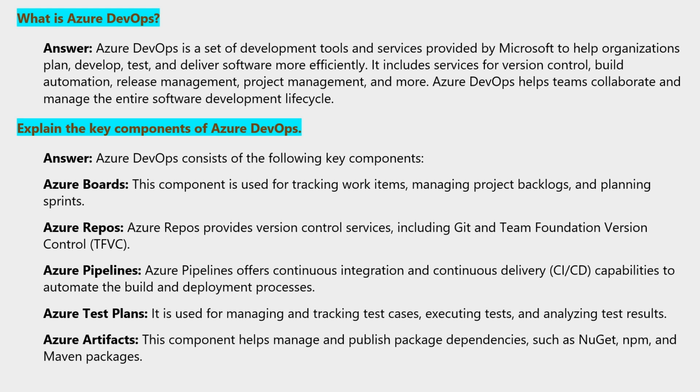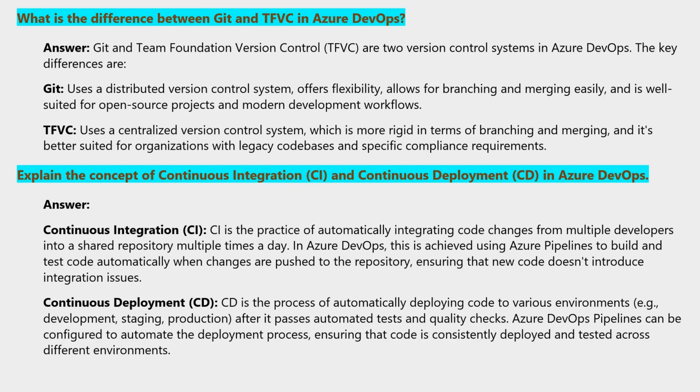What is the difference between Git and TFVC in Azure DevOps? Answer: Git and Team Foundation Version Control (TFVC) are two version control systems in Azure DevOps. The key differences are: Git uses a distributed version control system, offers flexibility, allows for branching and merging easily, and is well suited for open source projects and modern development workflows. TFVC uses a centralized version control system, which is more rigid in terms of branching and merging, and it's better suited for organizations with legacy code bases and specific compliance requirements.